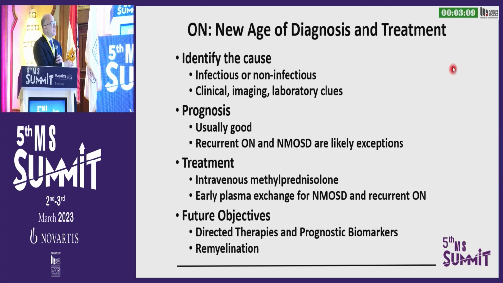So, to summarize, when we're thinking about optic neuritis as a prominent cause of recurrent inflammatory disease of the nervous system, it's important to identify the cause. If it is infectious, you're going to look for other inflammatory clues in the eye, and you need to treat the underlying organism. You can use other clinical, imaging and laboratory clues that I gave you to try to differentiate amongst causes of optic neuritis. While the prognosis is usually good, recurrent optic neuritis and NMOSD are the most prominent exceptions to that rule.